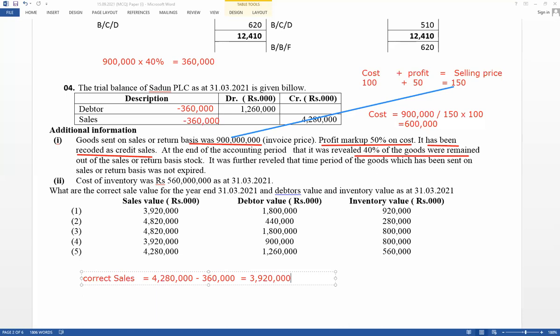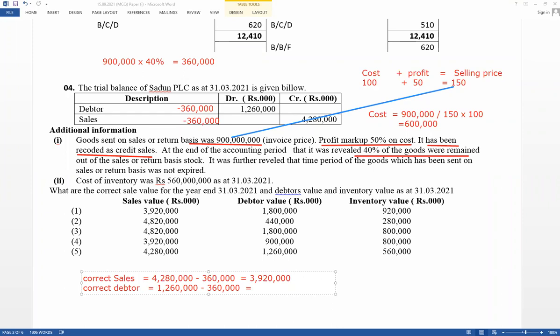Now let's try to calculate the correct debtor value. Debtors available in the trial balance is 1,260,000. From that value also deduct 360,000. Think, the selling price affects debtors and sales.